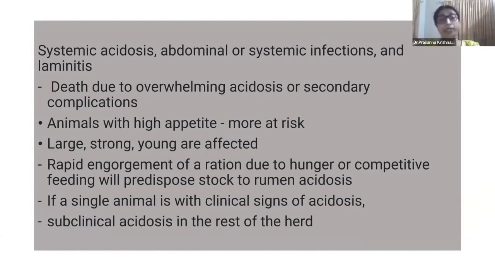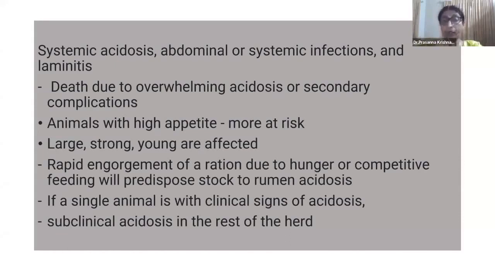or secondary complications. Those animals which have a very high appetite, who can eat more grains, are actually at more risk also. Large, strong, and young animals, that means those who can eat more, are actually more affected. And also rapid engorgement of the ration due to hunger.